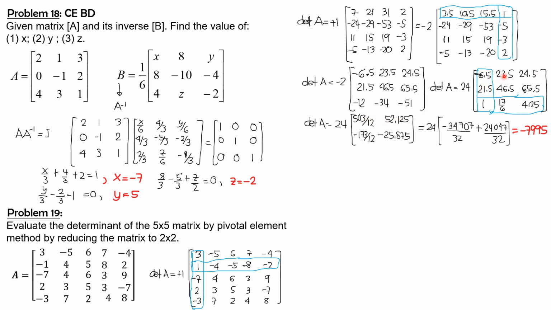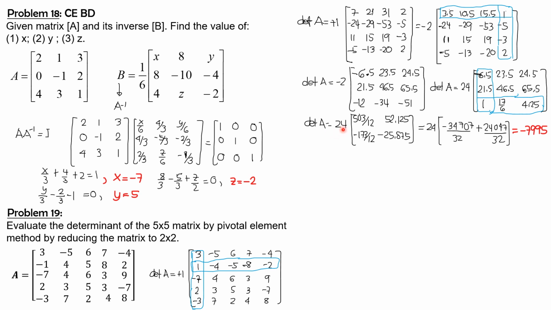So 23.5 minus quantity 17 over 6 times negative 6.5, that's 23.5 plus 17 over 6 times 6.5, and that's 503 over 12. 24.5 minus quantity 4.25 times negative 6.5, that's 52.125. Then verify these remaining 2 elements. Now it is 2 by 2.